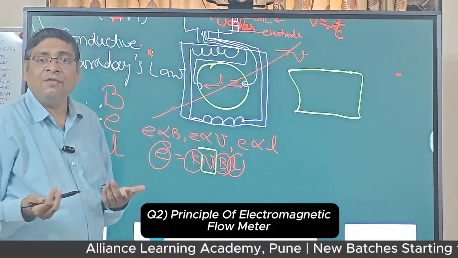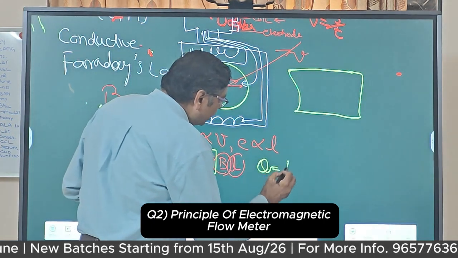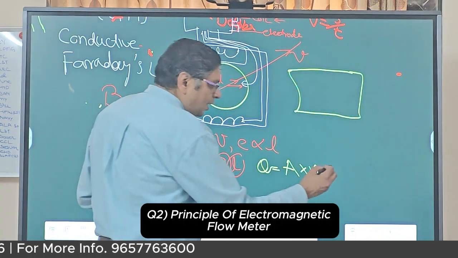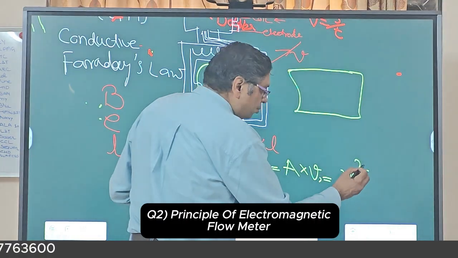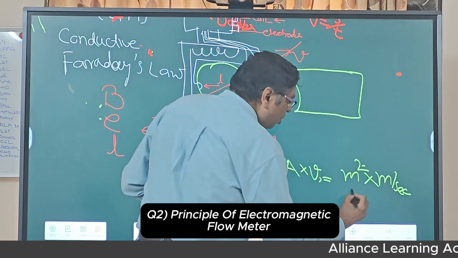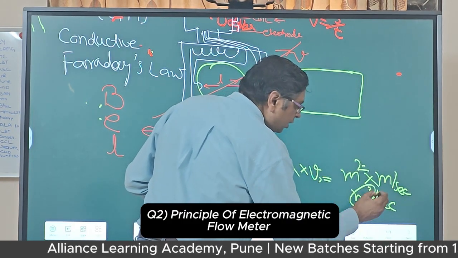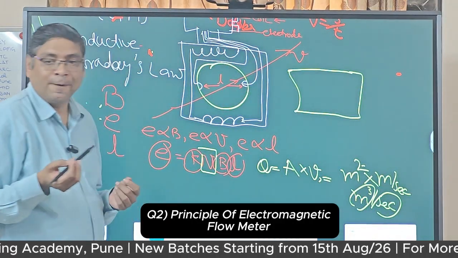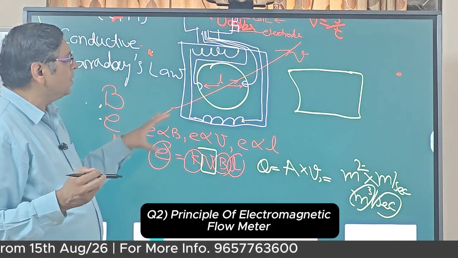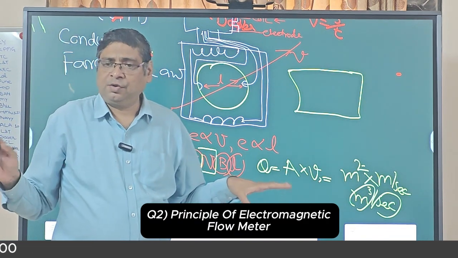So if I know velocity, then how can we calculate Q? Q is equal to A into V: area in meter square, velocity in meter per second. So meter cube per second means a certain quantity in a time is a flow. That concept you understand. Now the main thing is, if it is not conductive, then story closed. You cannot do anything.